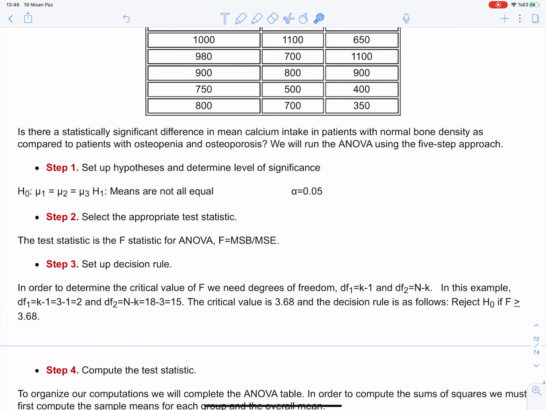Okay, and the second degree of freedom is n minus k, and we know that n is 18, k is 3, that becomes 15. That's how you get 15. The critical value is 3.68. Let me show you how we get it. You look at the 0.05 F distribution table, the second column and the 15th row.